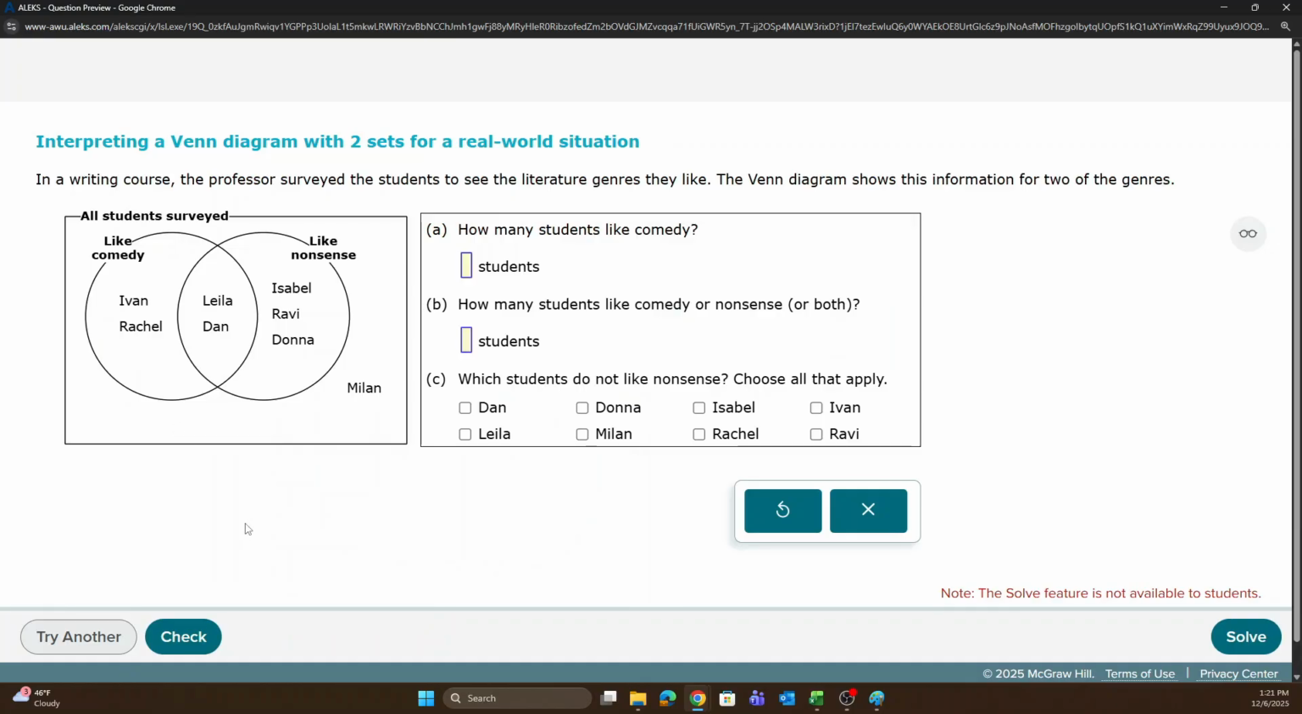All right, so here we have interpreting a Venn diagram with 2 sets for a real-world situation. Now, what we want to look at is our 2 different rings. So we've got the red ring here, and we've got our blue ring here. We want to remember what's inside of each of those. Now, when it says how many students like comedy, red is our comedy. We have Ivan and Rachel, obviously, but don't forget that Layla and Dan are also in that red ring. So therefore we have 4.